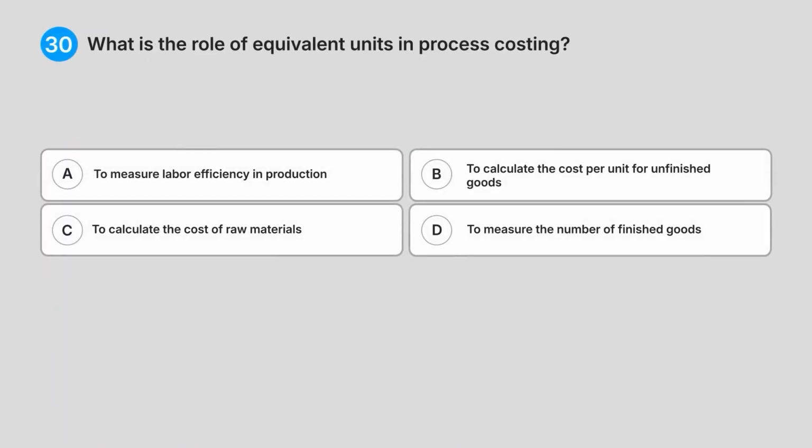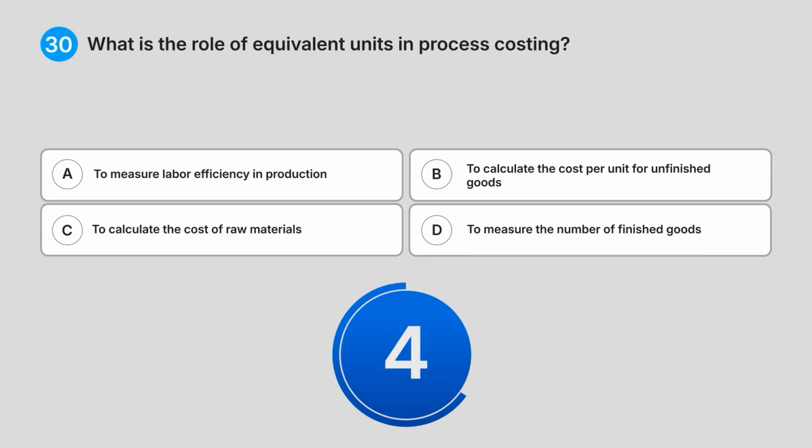30. What is the role of equivalent units in process costing? A. To measure labour efficiency in production. B. To calculate the cost per unit for unfinished goods. C. To calculate the cost of raw materials. D. To measure the number of finished goods. What do you think is the answer?